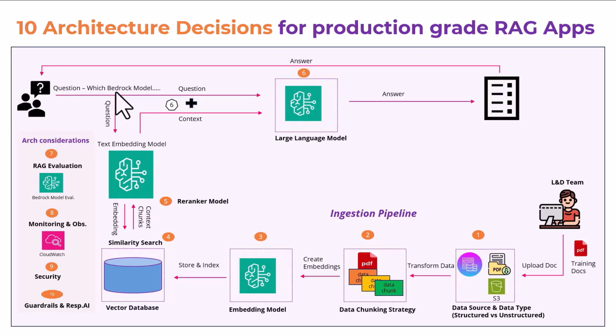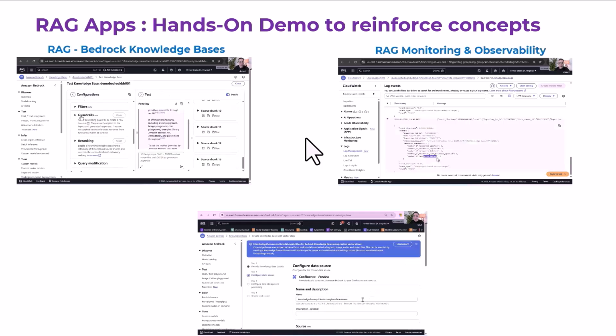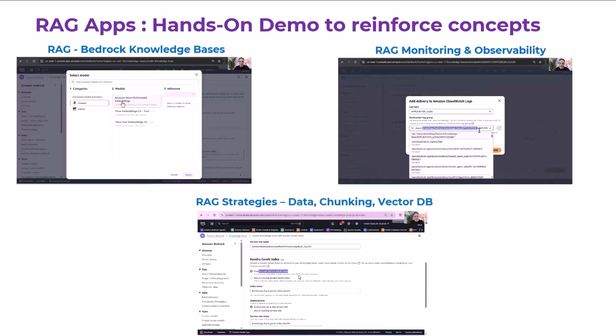Then we're going to deep dive into another 10 architectural decisions and trade-offs, and we're going to reinforce the understanding of these architectural decisions with more hands-on work on Bedrock knowledge bases, monitoring and observability for RAG-based applications, and RAG strategies.